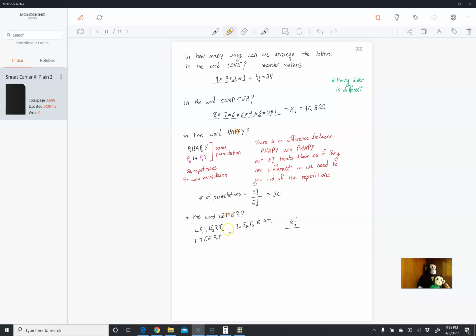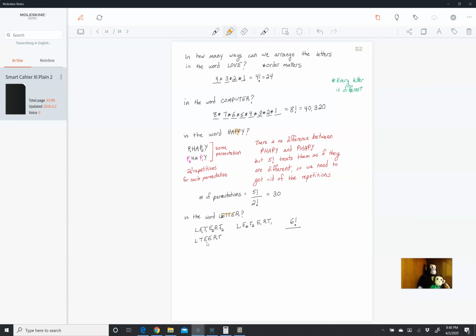We have to say, okay, well, how many times are the E's going to be rearranged? And then how many times could the T's be rearranged? So we could have E1 and E2 here, or E2 and E1. And we could have T1 and T2, or T2 and T1. Here, the same thing is true, right? We can switch the T's here, or we could switch the E's. So we have lots of different repetitions, okay?